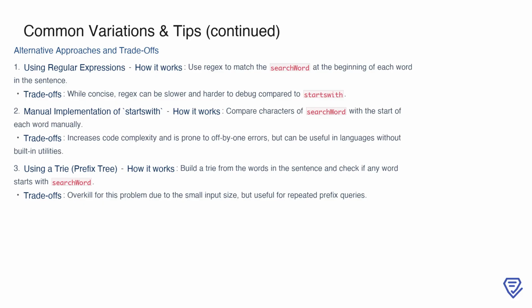handling is necessary. A more advanced solution involves using a trie, or prefix tree, to store the words in the sentence and check for prefixes. While this is a powerful data structure for repeated prefix queries, it's generally overkill for this problem due to the relatively small input size. Choosing the right approach often depends on the constraints and requirements of the specific problem or the interview scenario. Great job!